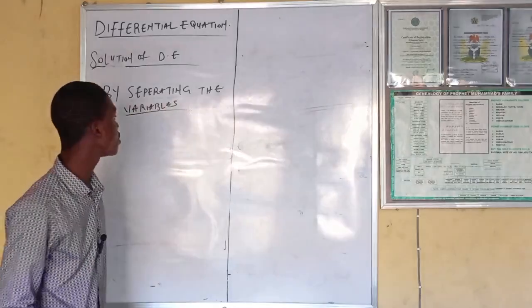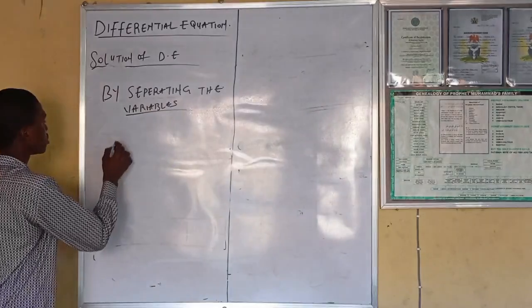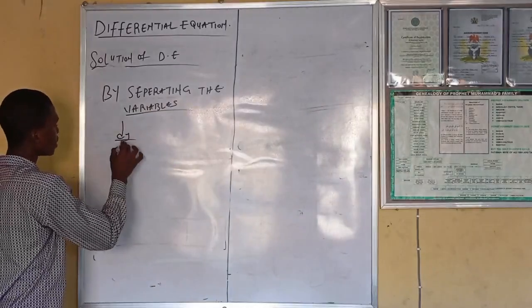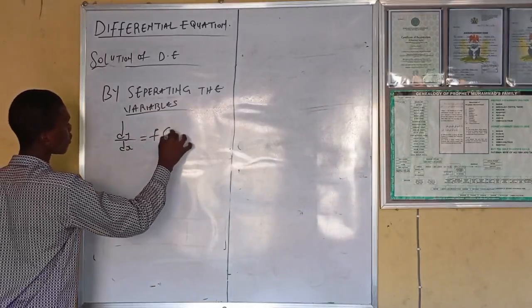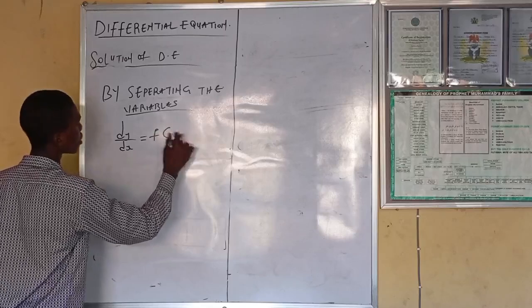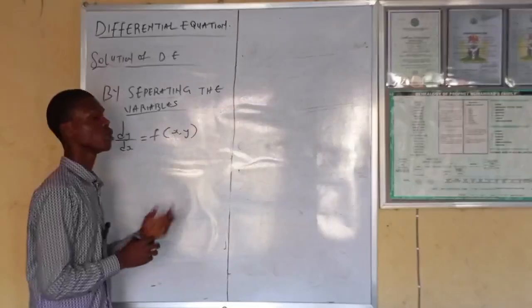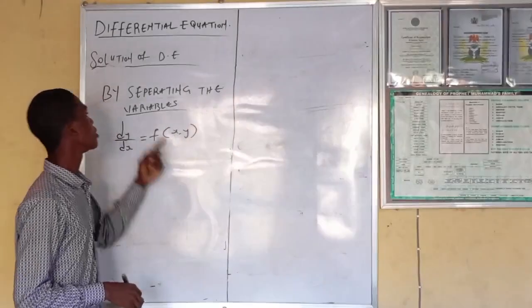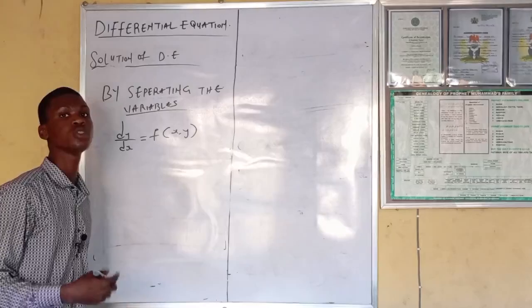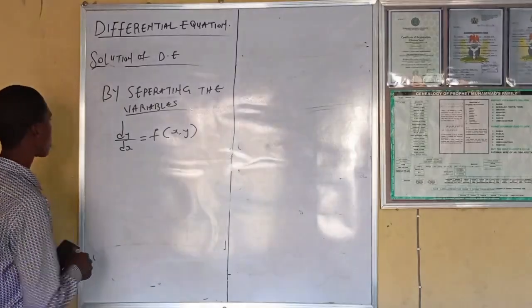By separating the variables, when you see a differential equation of this nature, dy over dx equals f of x, y, that is, x and y are functions of dy dx, then separating the variables is when you use the method. Okay, let's take down this example.